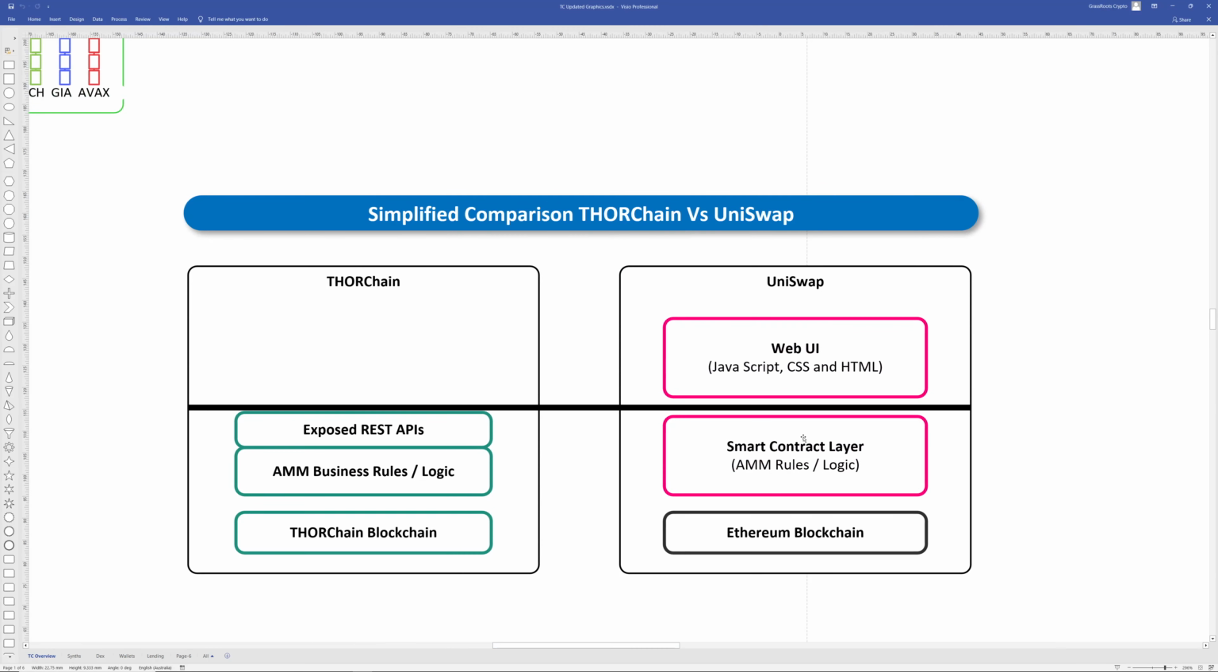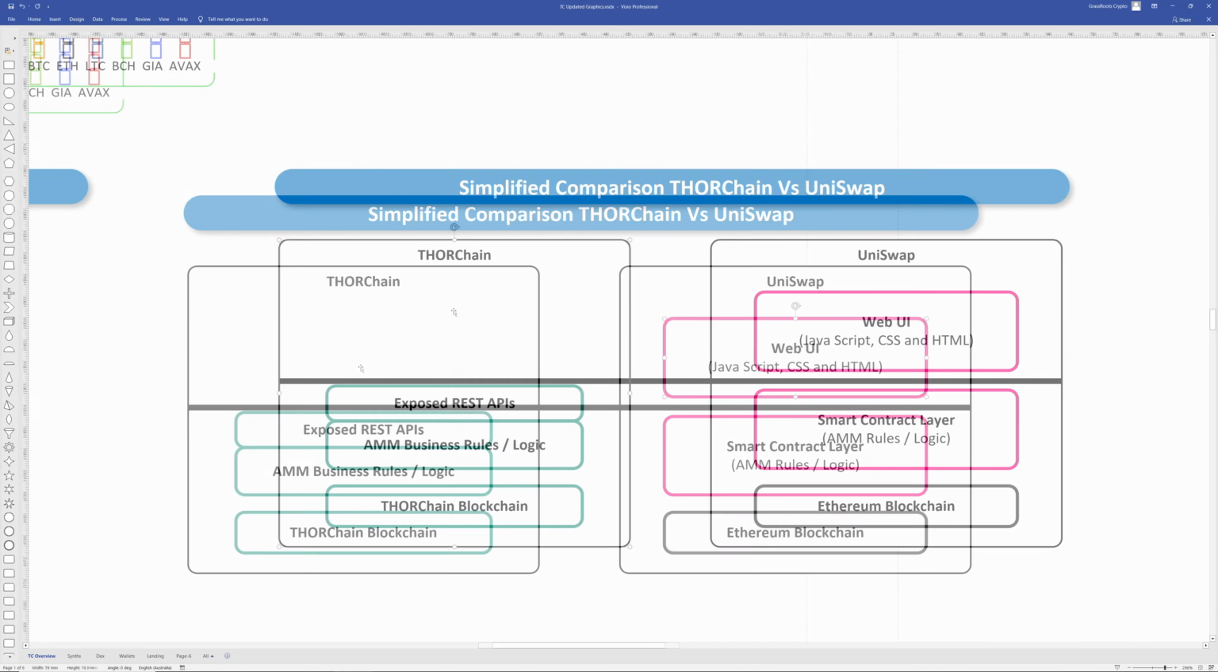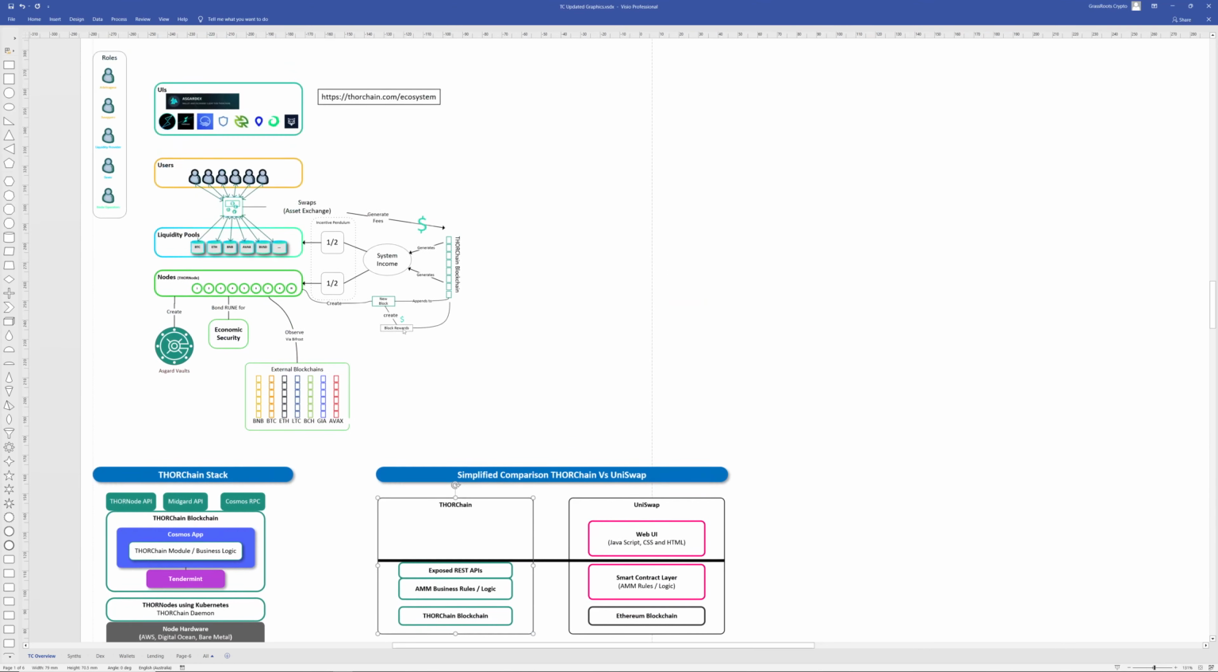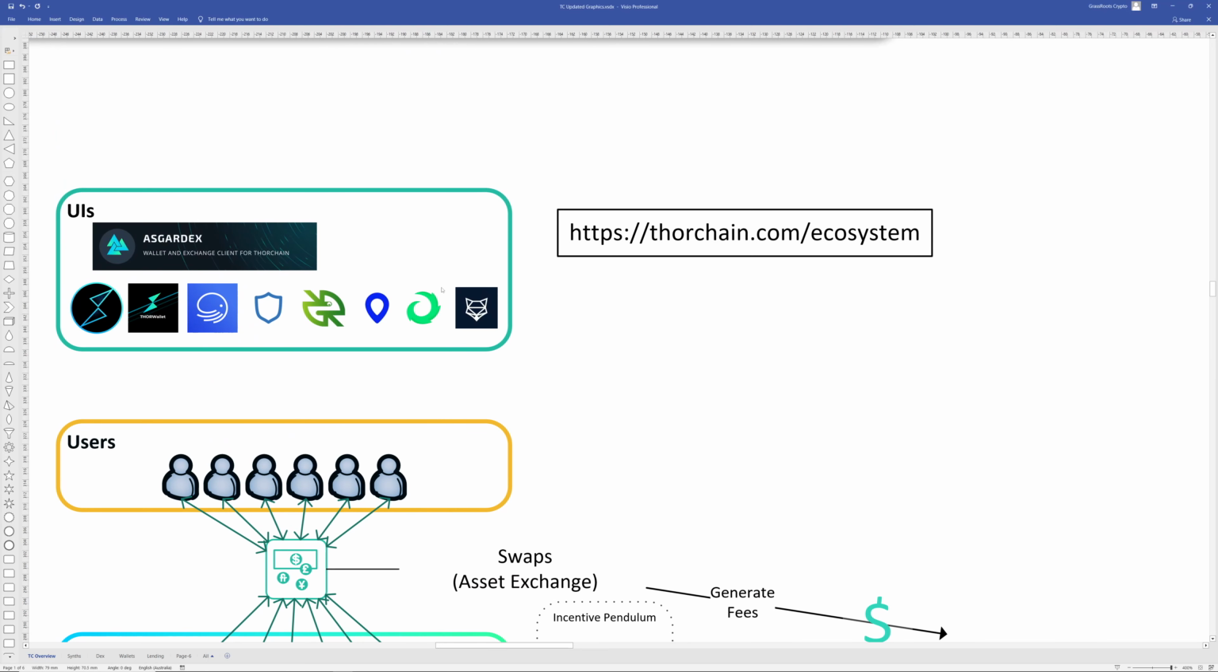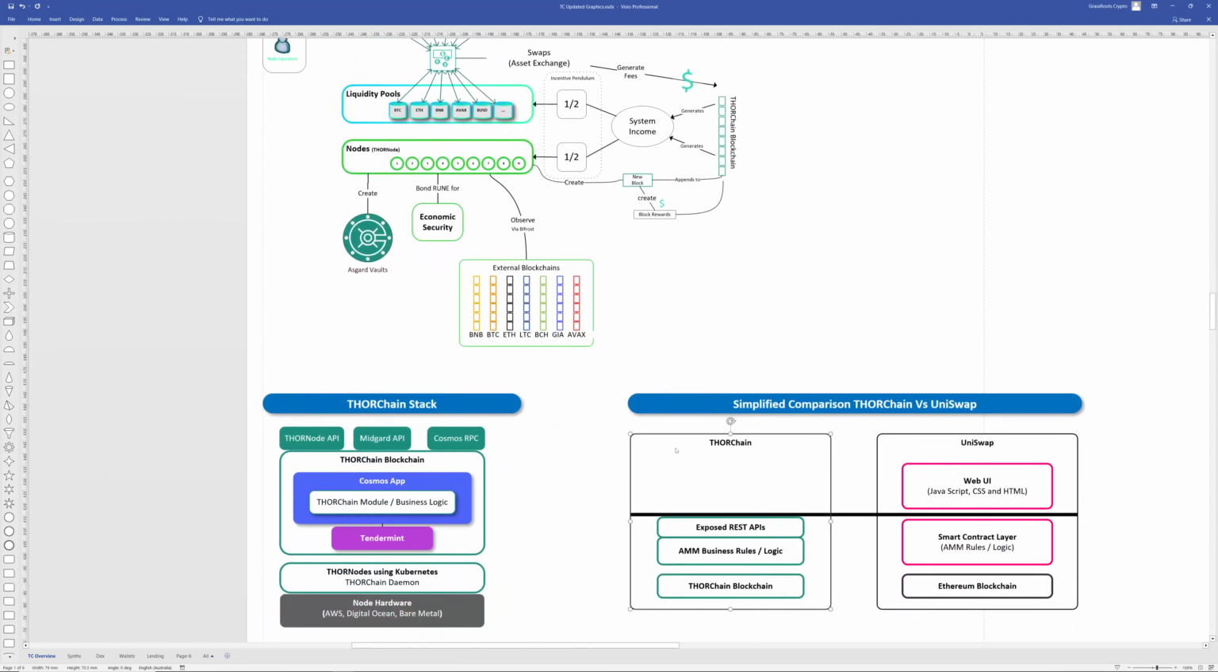Comparing THORChain to something like Uniswap, THORChain, as I said, has its own blockchain, and Uniswap leverages the Ethereum blockchain. THORChain has its own AMM business rules and logic that's contained within the replicated state machine and exposes those APIs that I talked about. Whereas Uniswap has all of its logic within the smart contracts, and then it also has a web UI layer. THORChain doesn't have an actual web UI layer at all, and that's why THORChain has set up incentives in order to incentivize companies to come along and utilize THORChain. And these incentives are affiliate fees, which we'll talk about in a minute.